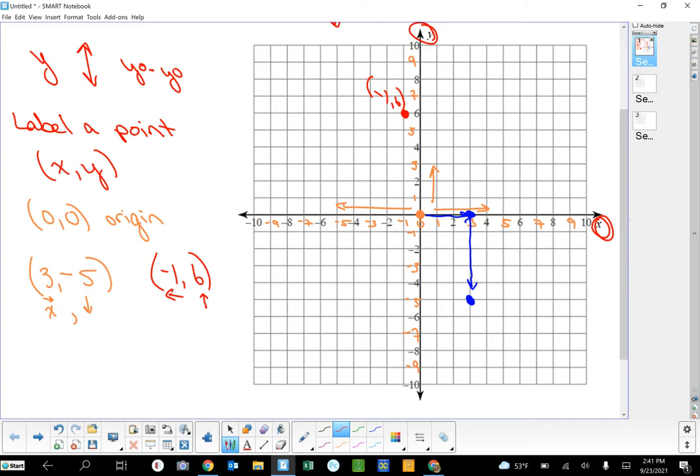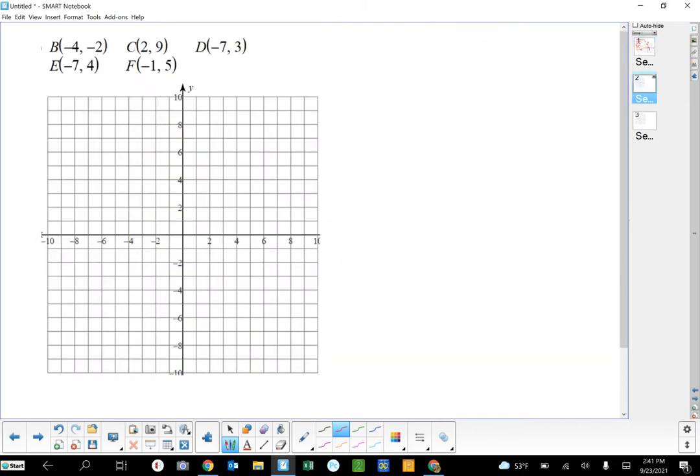So here's what you're going to see. You're going to see a problem where you're going to be given 5 points and you need to plot them. So you're going to plot and label. So I'm going to do these all in different colors. So I'm going to do B, -4, -2. Over to the left, -4, down, -2. I'm going to put a point and I'm going to label it B. And then I'm going to do my next one. C is going to be over to the right 2, up 9. So that guy's going to go here, and I'm going to put a C.